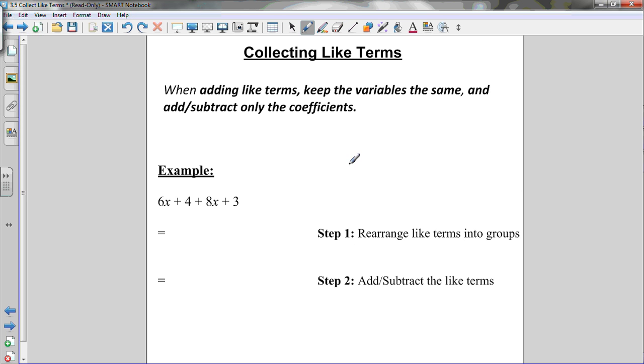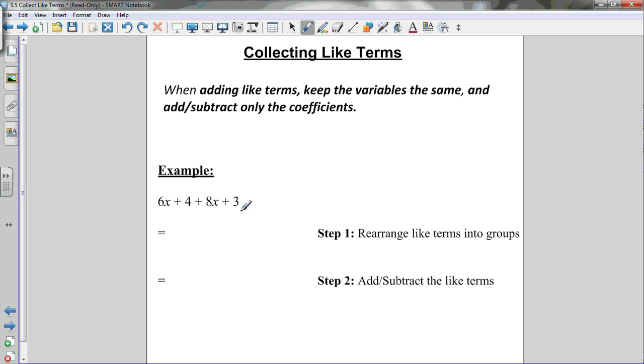So when adding like terms, it's important that we don't get this confused with our exponent laws when we are multiplying and dividing terms. Okay? What we're doing now is we're adding and subtracting terms. That's what we call collecting like terms. So when adding like terms, we keep the variables and the exponents on those variables exactly the same. Don't try and change those. And what we do is we just add or subtract only the coefficients. Remember, coefficients are the numbers in front of the variables.